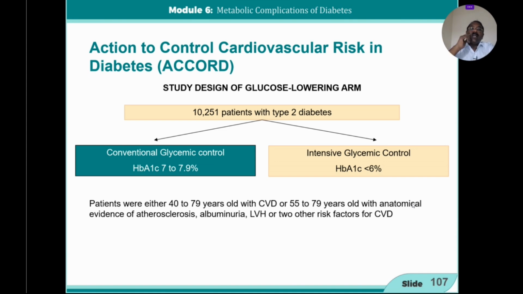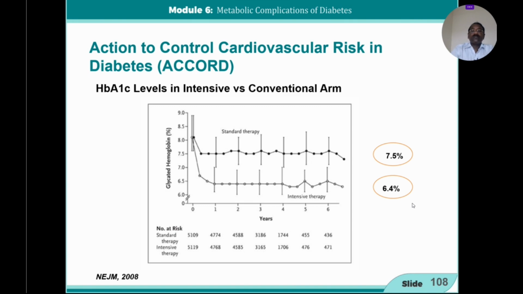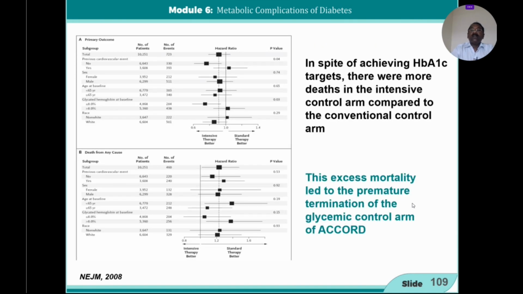So that is the reason the Acute trial was prematurely terminated, because in the intensive arm, when they kept the blood sugars HbA1c less than 6%, there were more and more cardiac deaths. So in spite of achieving the HbA1c targets, there were more deaths in the intensive control than the conventional control. So this excess mortality led to the premature termination of the glycemic control arm of the Acute trial.